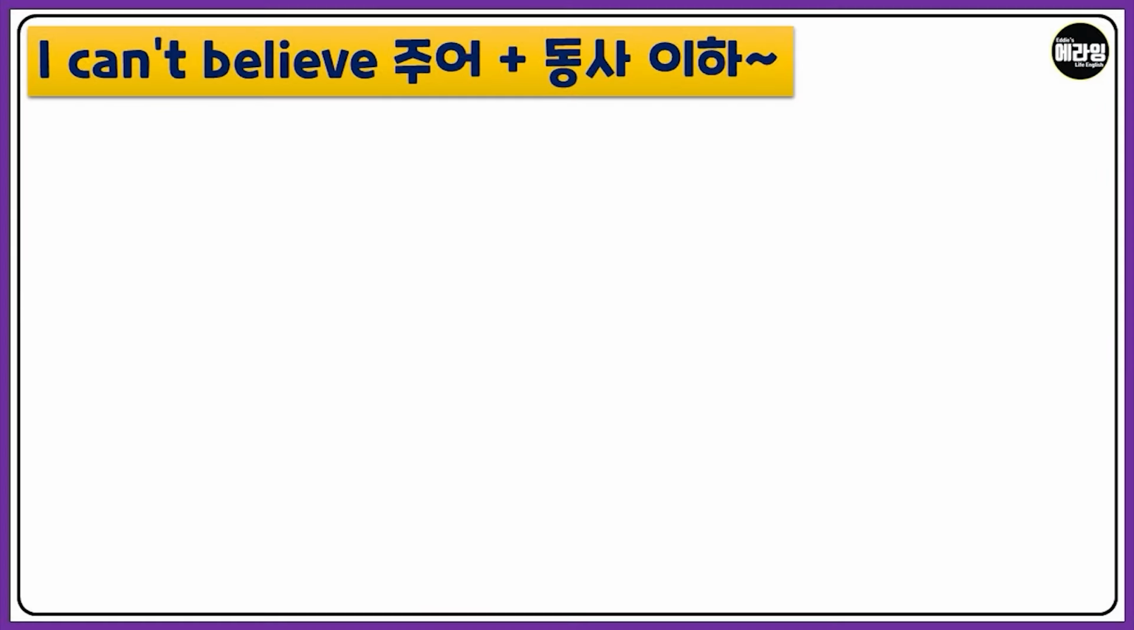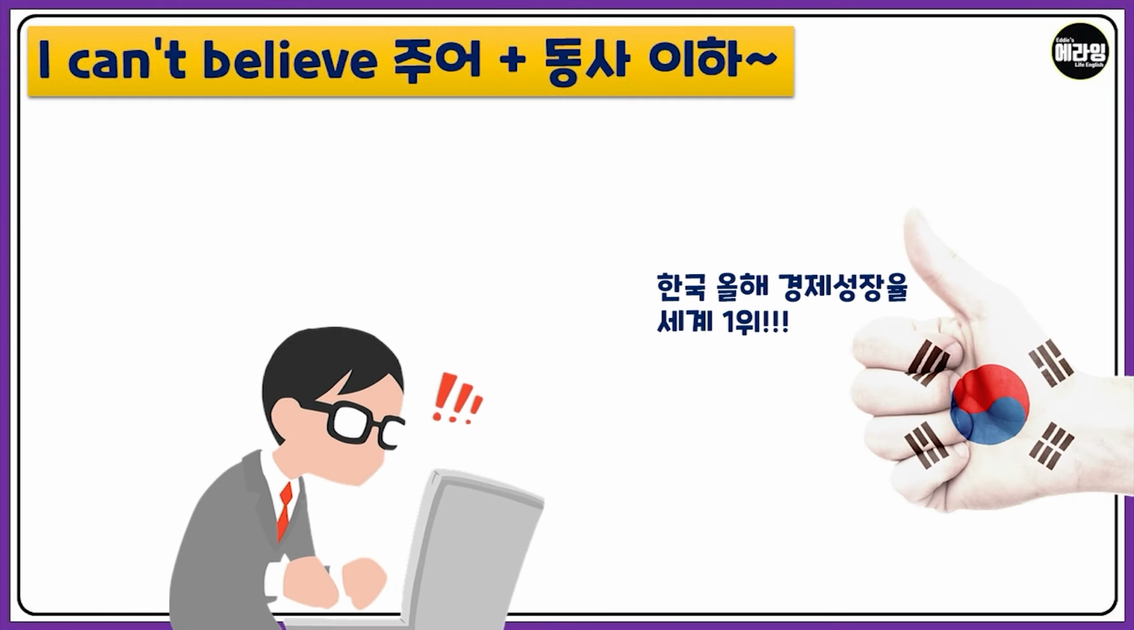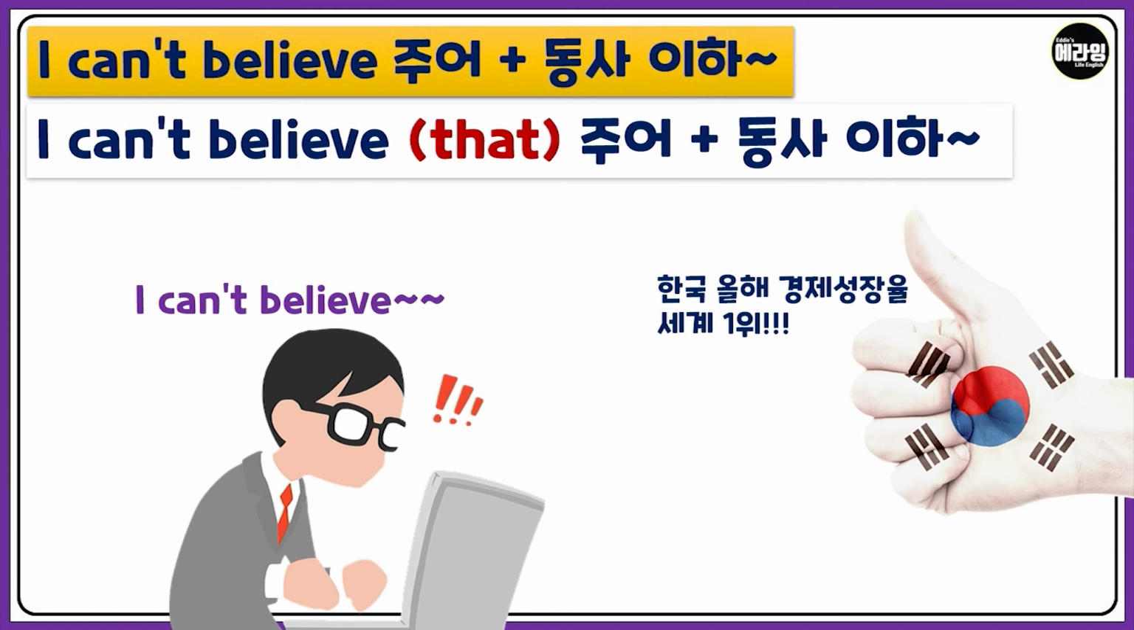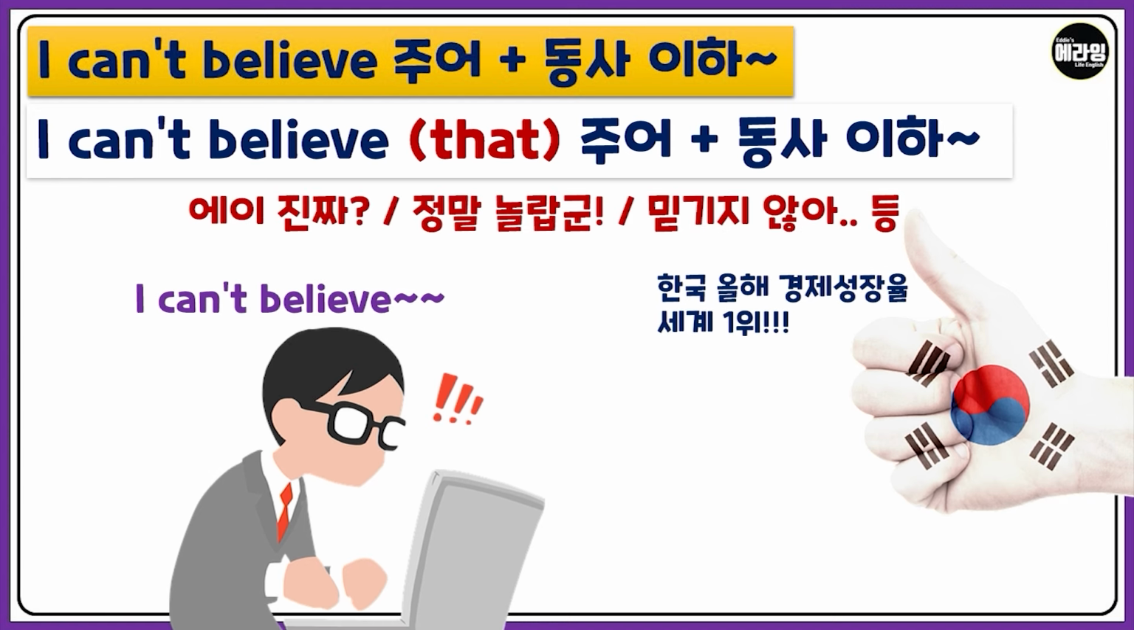I can't believe 주어 동사 이하 패턴은 말 그대로 뒤에 나오는 주어가 동사하는 내용을 믿을 수 없다는 표현으로 다양한 상황에서 자주 등장하는 패턴입니다. 주어 동사 전에 that이 생략된 패턴이라는 것과 주로 강조할 때 that을 살려준다는 것을 참고하시고 상황에 따라서 뉘앙스가 조금씩 다르다는 것을 연습해보면서 느껴보시고 패턴 익숙해져 보시기 바랍니다.